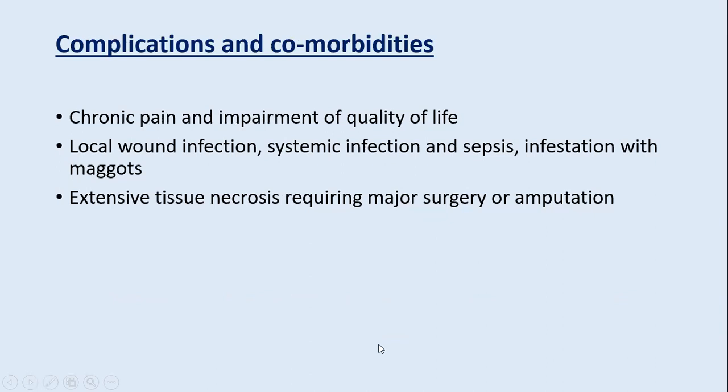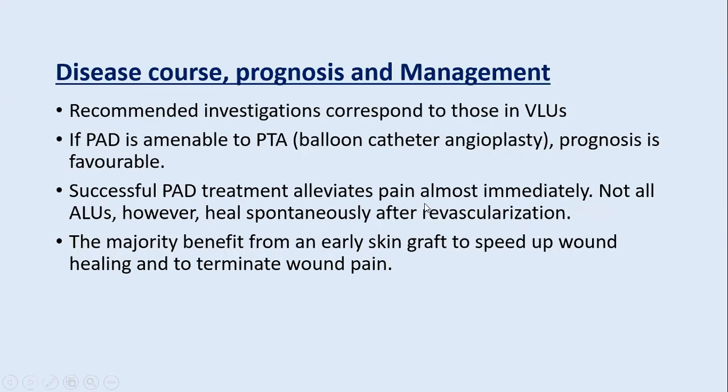The complications and comorbidities. The chronic pain and impairment of quality of life is the most important symptom. Local wound infection, secondary wound infection, sepsis, and infestation with maggots are common in all the ulcers. Extensive tissue necrosis may require surgery or amputation. Disease course, prognosis, and management. The recommended investigations are the same as mentioned in the section of venous leg ulcers.